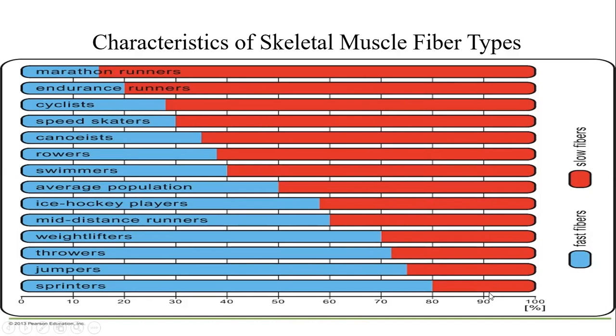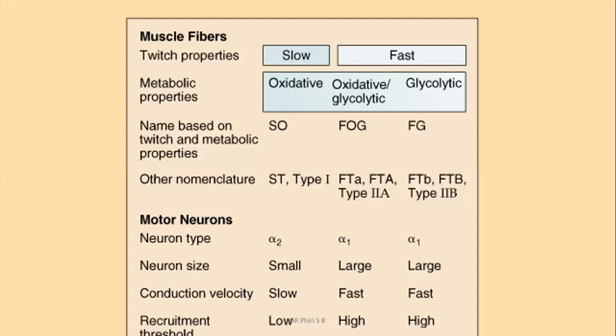So depending on the activities you are doing, you can have an interchange of these fibers. Okay. So just summarizing the different types of muscle fibers, skeletal muscle fibers.